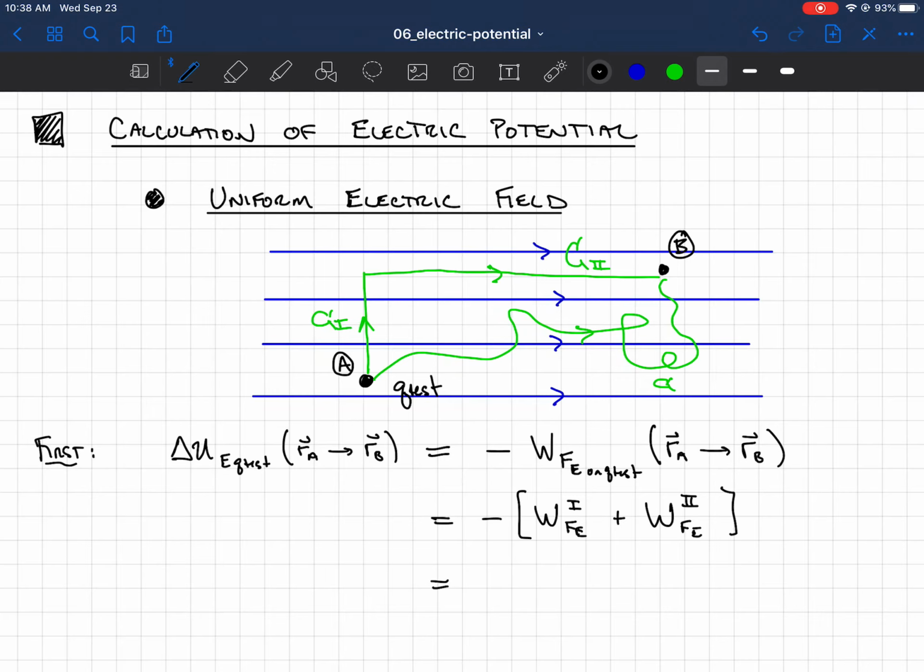And as we said, because the force is constant over these paths, we can use the very simplest expression for work, which is the force of the electric field dotted together with the displacement. So the force dotted with the displacement over path 1, plus the force dotted with the displacement over path 2. So let's look at what those are. If we have the test charge, and let's say it's here, and let's assume it's a positive test charge, then the electric force will point in this direction.